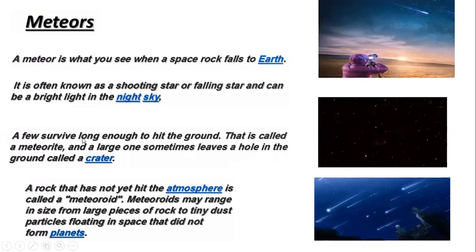Again, a few survive long enough to hit the ground. The one that hits the ground, what we call it, meteorite. The one that has not yet hit the earth, the ground, we call meteoroid.